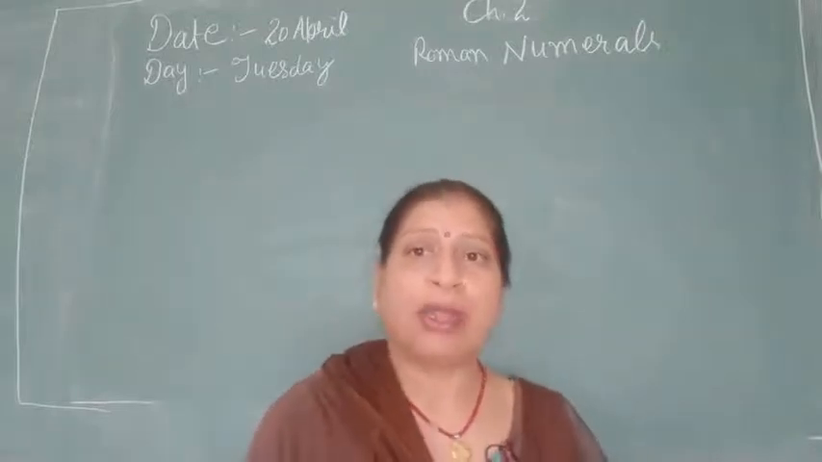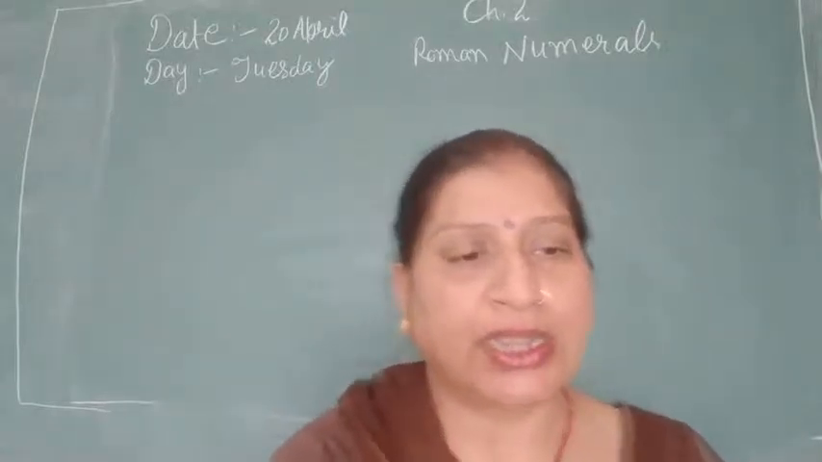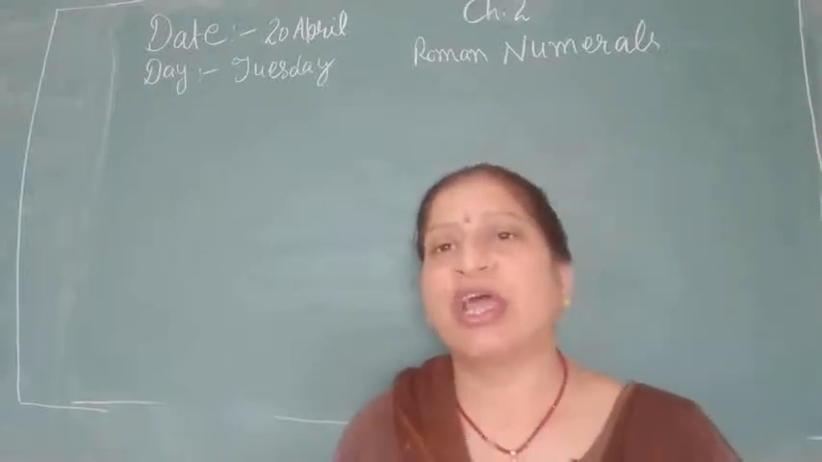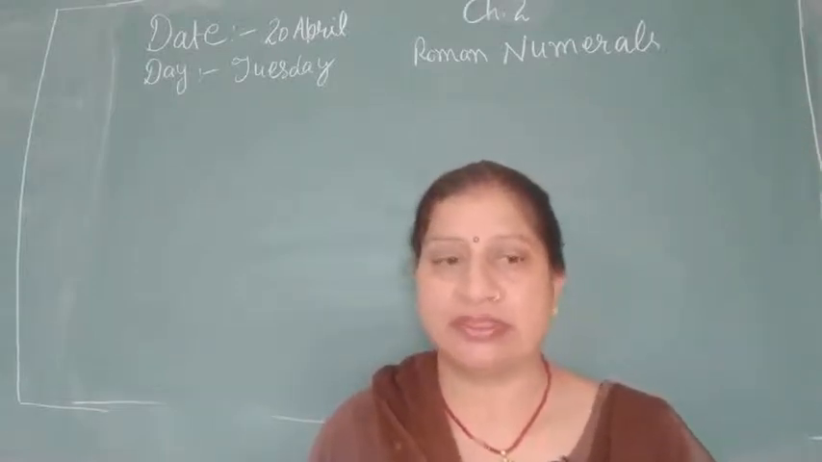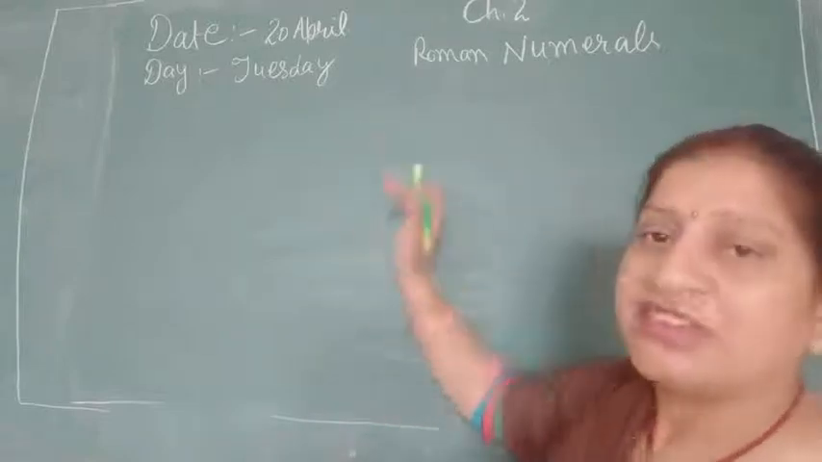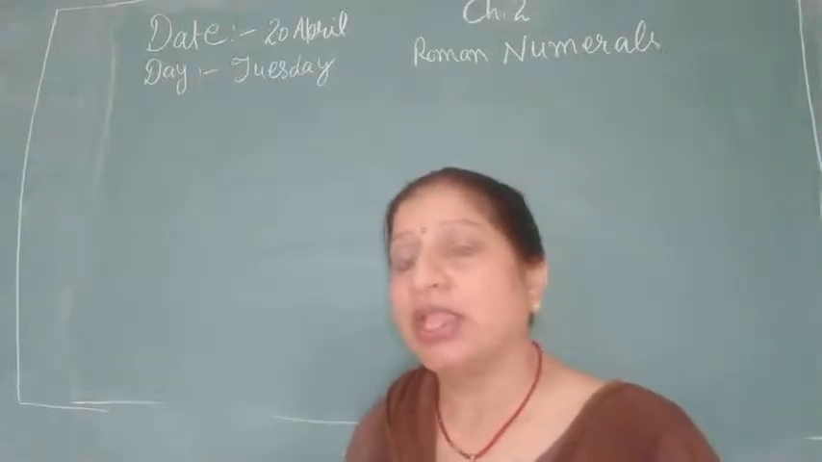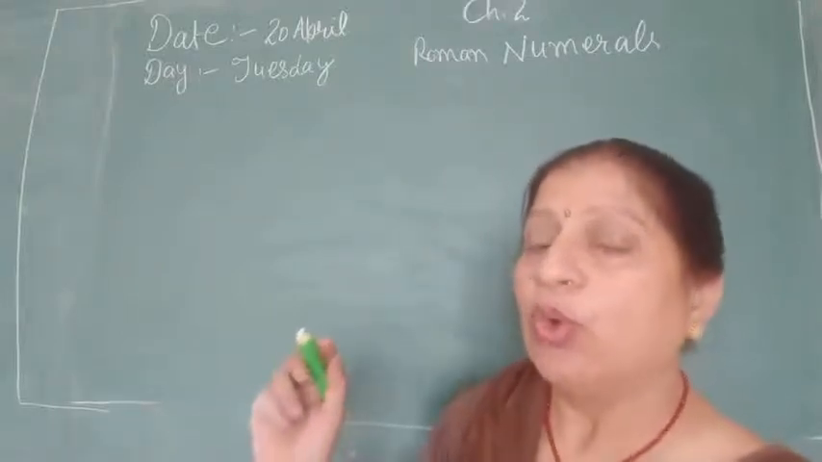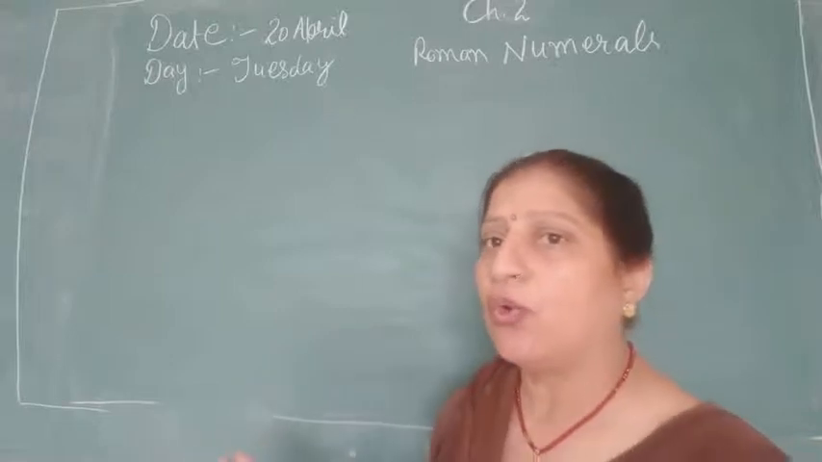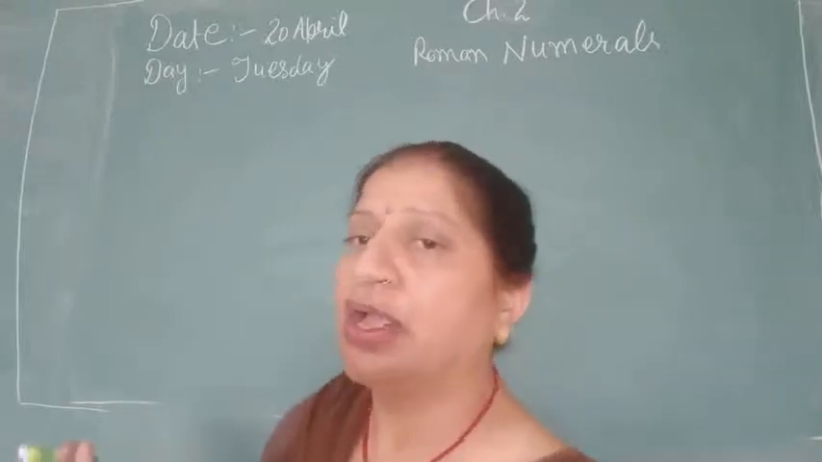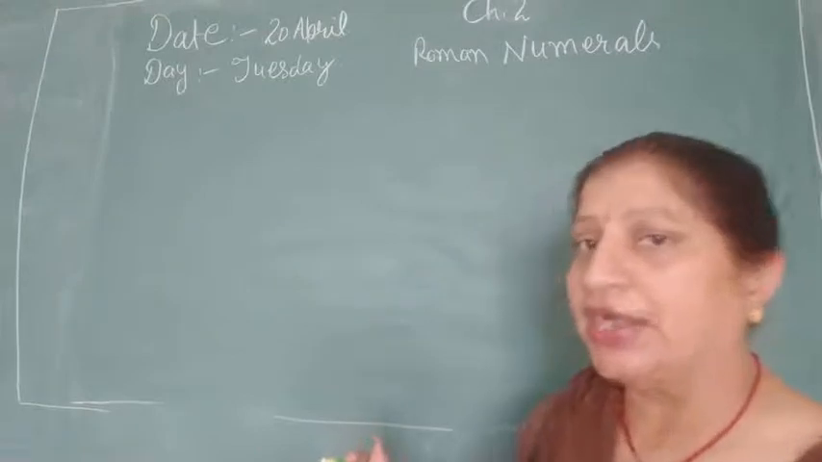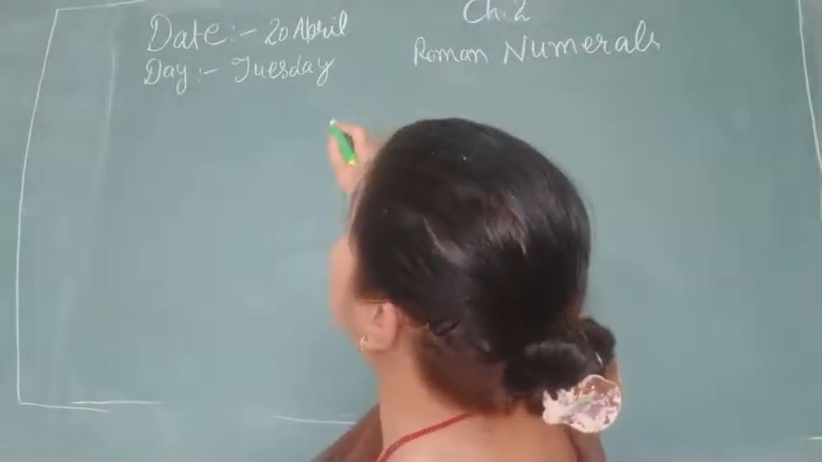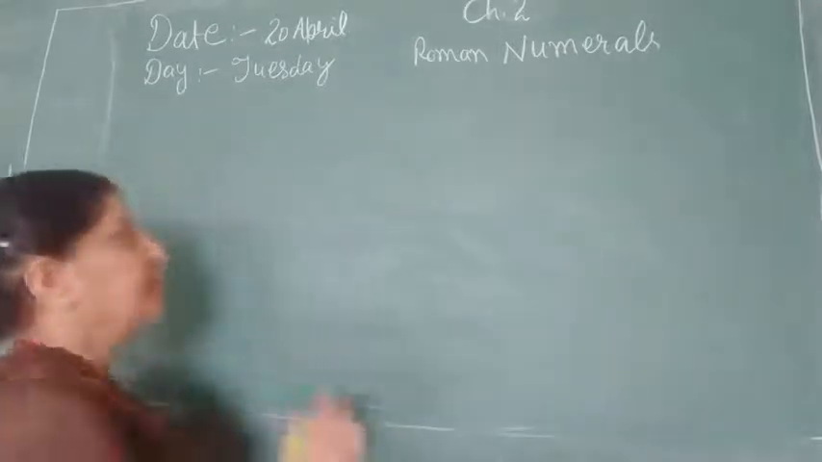In the introductory part, I told you what Roman numerals are. These are the numbers which were used by the Greek people. They used 7 symbols in Roman numerals. In India, we use the digits 0, 1, 2, 3, 4, 5, 6, 7, 8 and 9. But in Roman numerals, we use 7 symbols.